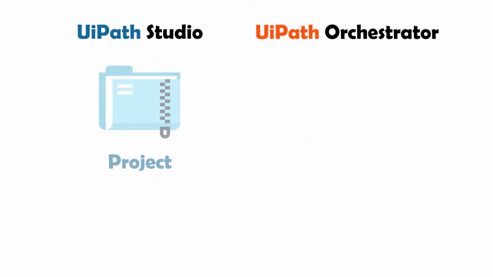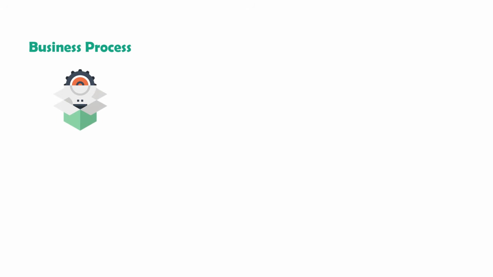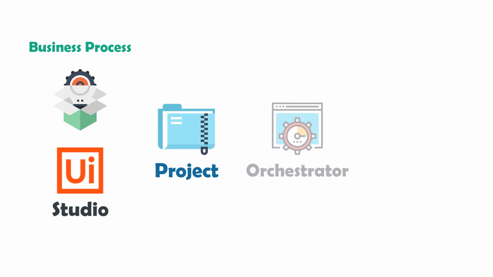Once we publish the project, it will be stored in a package in Orchestrator. Let's summarize these steps. We have a business process. We implement the process in UiPath Studio. It is called a project. We publish this project to Orchestrator. This will be saved in a package.